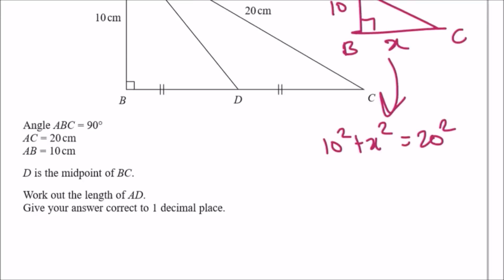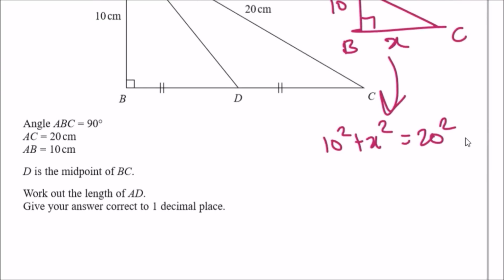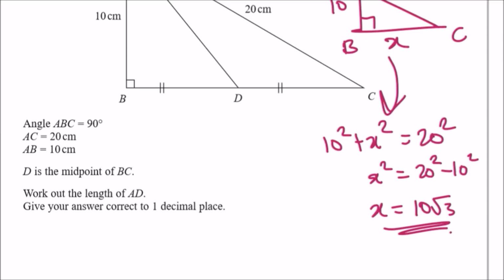Now just rearrange this, so firstly x squared equals 20 squared minus 10 squared. Put this in the calculator, 20 squared minus 10 squared. You should get 300, and the square root of 300 should give us 10 root 3. Let's just keep it as a surd, 10 root 3. Or you can keep it as root 300. Both are fine.